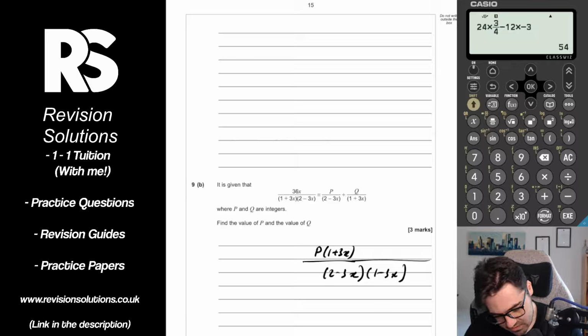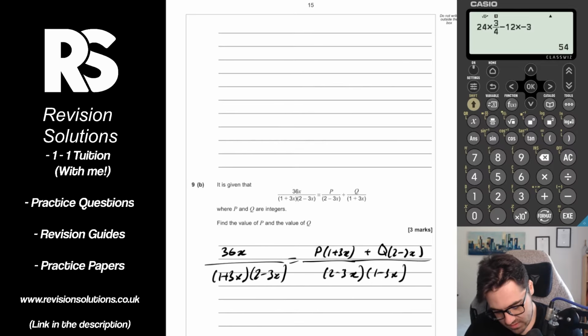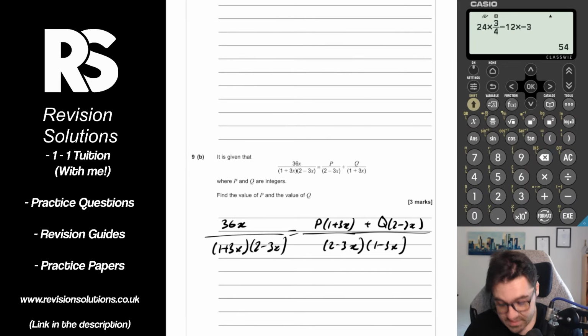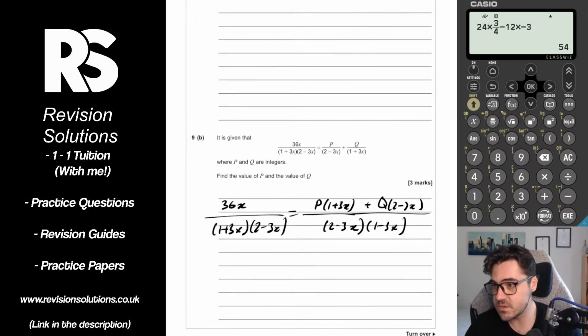And then the q is missing the 2 minus 3x, so it's going to be plus q times 2 minus 3x. And that's equal to the thing that we started with, so 36x over 1 plus 3x, 2 minus 3x. And then the denominator is identical on both sides. So that means the numerator must also be identical, no matter what value of x I choose. So 36x is going to be equal to p times 1 plus 3x plus q times 2 minus 3x.